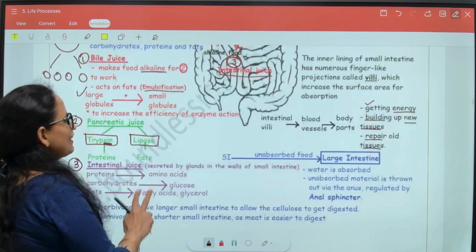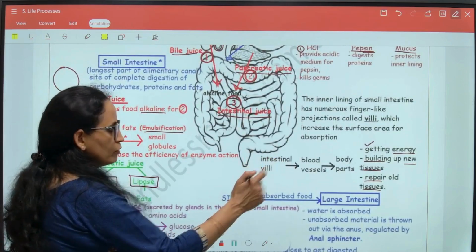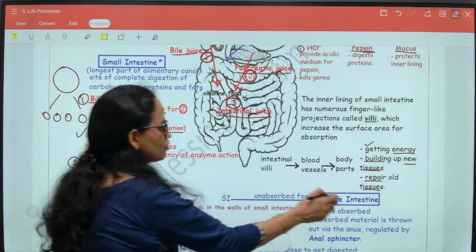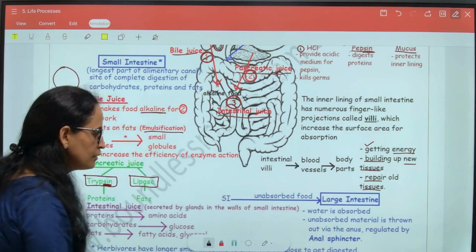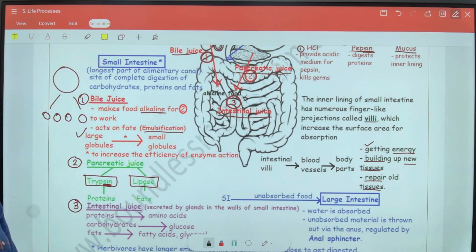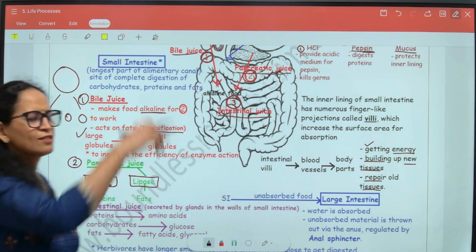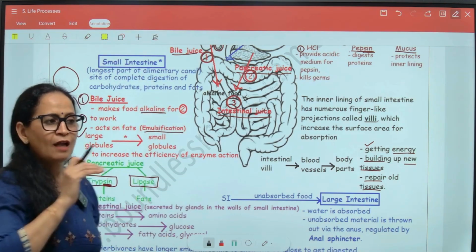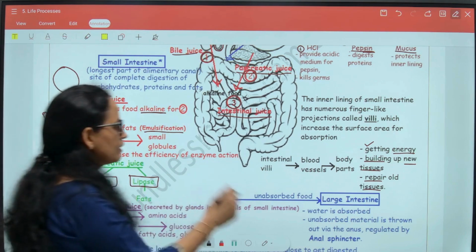After the small intestine, absorption has taken place in the small intestine. Now the unabsorbed food passes through the large intestine. Now in the large intestine, no digestion is taking place. Digestion is already completed in the small intestine. Please remember, digestion starts in the mouth and ends in the small intestine. Large intestine only helps in absorption of water.